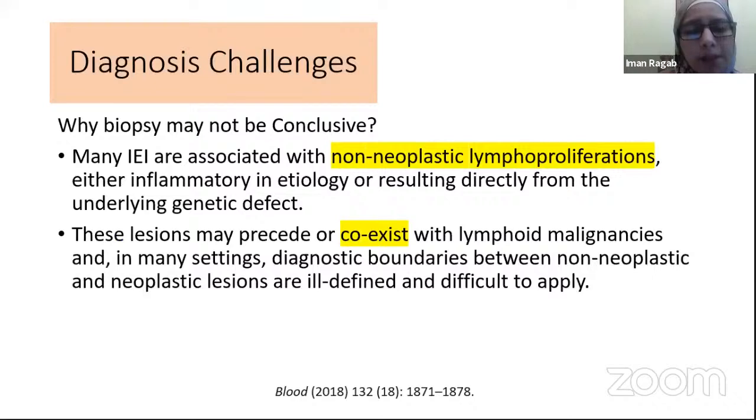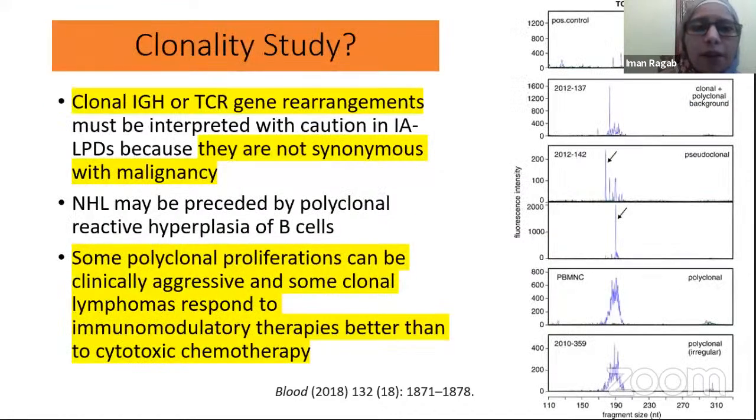Sometimes the biopsy is not conclusive, because those patients have non-neoplastic proliferation, inflammatory, or from the underlying defect, like the patient we had with a PI3K mutation. Part of the disease is non-neoplastic lymphoproliferation, and those lesions may coexist even with lymphoid malignancy. So we may take a biopsy which proves to be benign, and beside it another lesion which has converted into malignant. What about the clonality study?